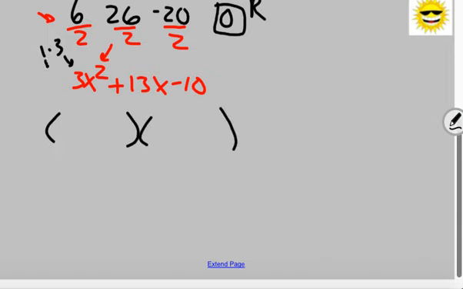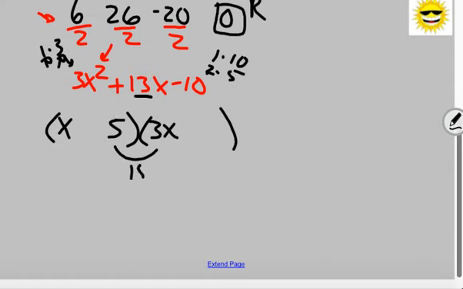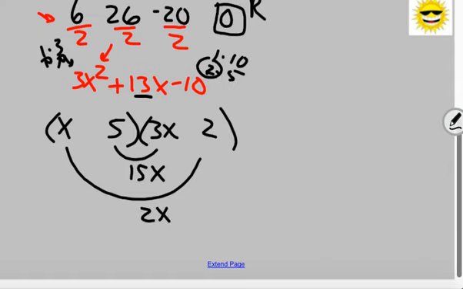It's going to be 1x and 3x. And then factors of 10, you can use 1 and 10, 2 and 5. But we need to add up to 13 here. I think I'll start with 5 and 2. I know 5 times 3 is 15x. And this x times the 2 here is going to give me 2x. The difference is 13. I think I want a positive 15x and a negative 2x. And that adds up to 13x.